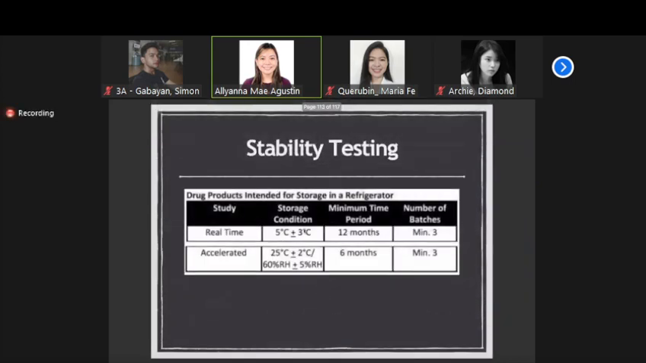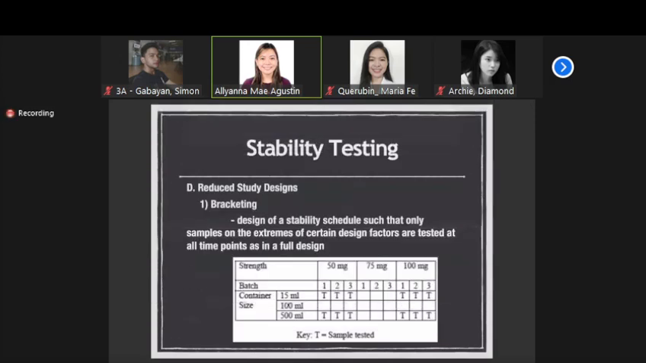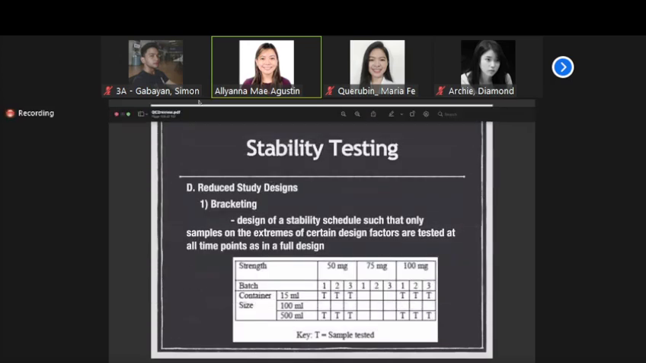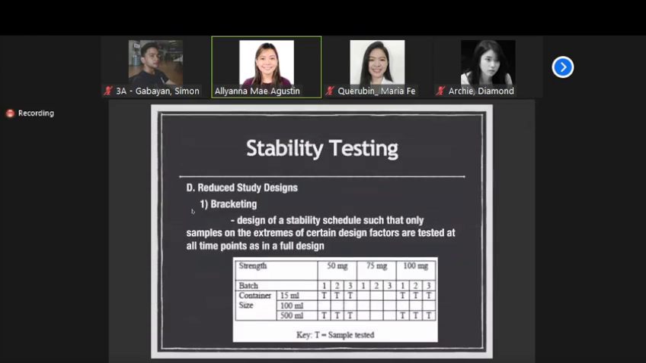So real time for refrigerated naman. No? So for refrigerated, ayan, 5 degrees Celsius plus minus 3. And then accelerated, syempre mas mataas ang conditions kasi accelerated nga. Okay. So dahil matrabaho ang stability testing, we have reduced study design. So gusto pa rin natin real time, pero problem is sobrang dami ng kailangan na i-study na samples.